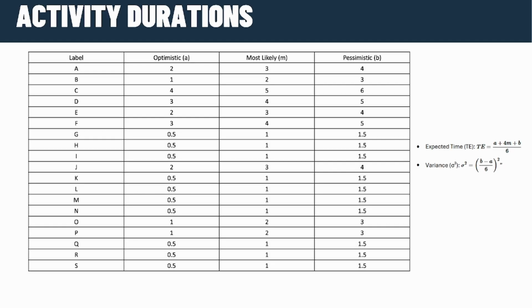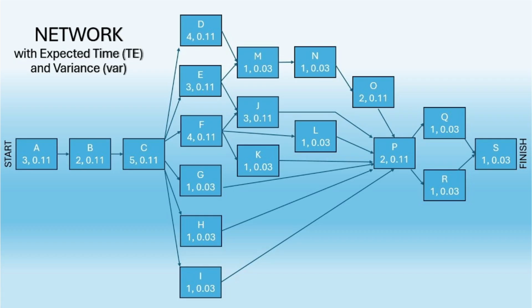Our expected time was determined using the equation on the right, where TE is equal to (A plus 4M plus B) divided by 6. And our variance, sigma squared, is equal to ((B minus A) over 6) squared. Here is our network, where we have the expected time and variance for each node. Each box contains a node, which is also an activity, and under the label there is the expected time on the left and the variance on the right.